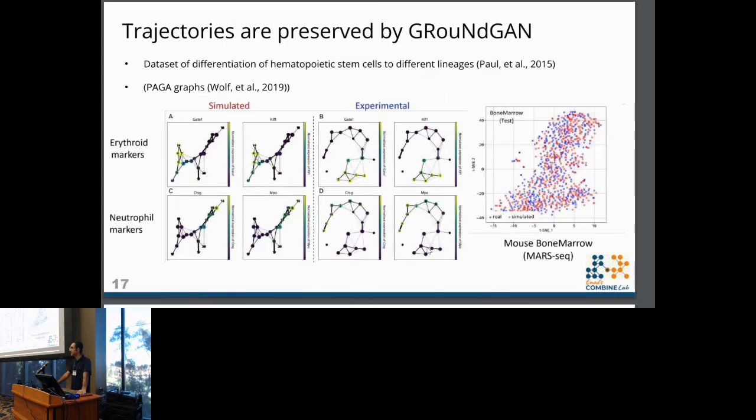Now, some of the inference methods that we talked about use this concept of trajectories and pseudotime. And oftentimes in single cell, we want to preserve trajectories and study different cell states. So to test if GRouNdGAN is also preserving those trajectories, we trained our model on a bone marrow data set, which has stem cells differentiating towards different lineages, and using PAGA constructed these trajectory graphs. And we see that for different lineages, the marker activation patterns are very similar between real and GRouNdGAN simulated data.